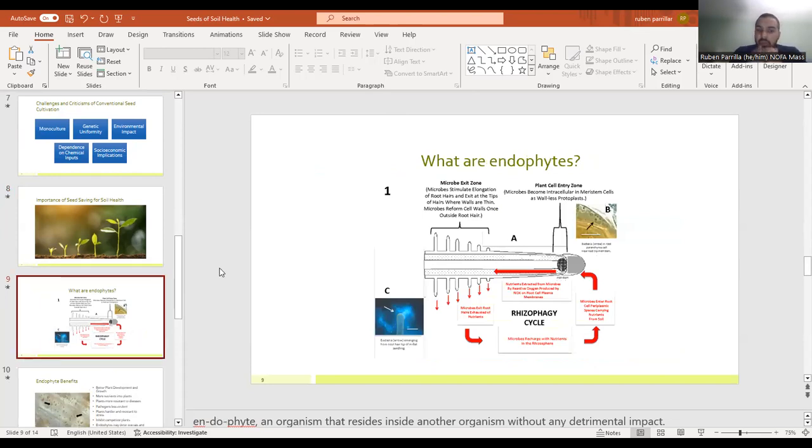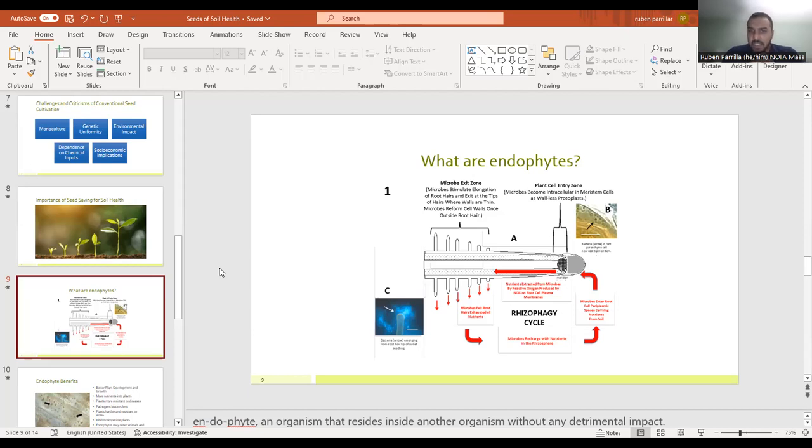So right now we're going to discuss a few aspects of why it is important to save your seeds for soil health and how saving seeds relates to soil health. But before we begin, we're going to have to talk about a few key concepts here. And these are endophytes, specifically related to this thing called the rhizophagy cycle. I'm not going to go into much detail about this. There's a lot of information out there on this rhizophagy cycle. You can just do a quick YouTube search, and you'll find a ton of information on this cycle.